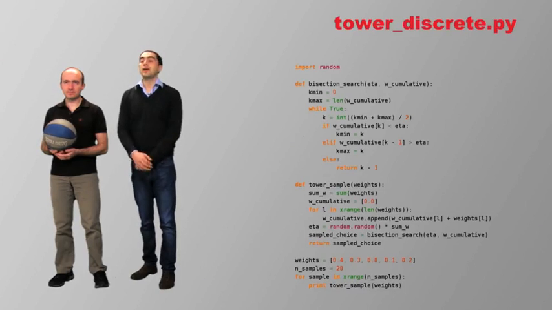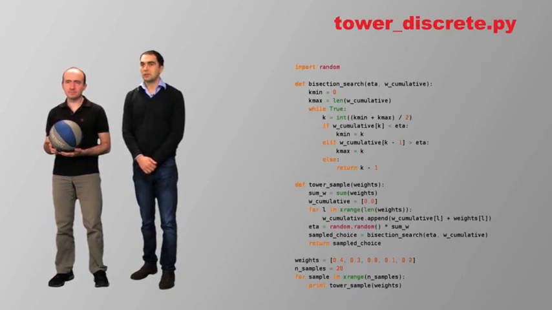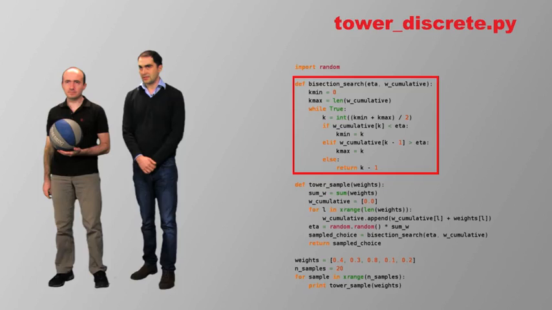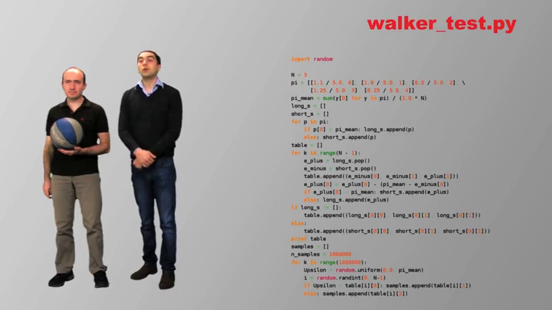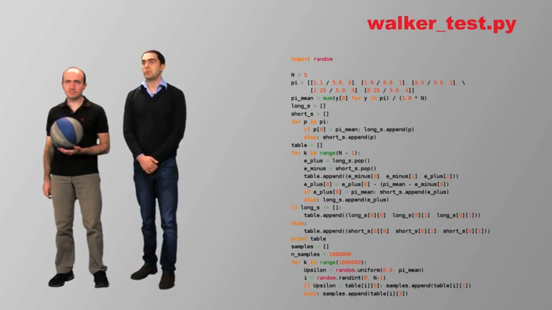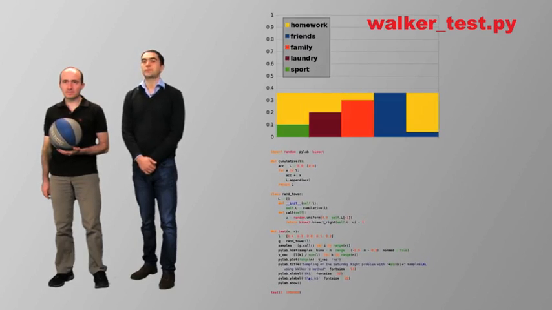But before listening to him, please take a moment, download, run and modify the programs we discussed in this section. Here you find the tower sampling method with the logarithmic search that locates the boxes. Here we find also the ingenious algorithm by Walker that produces the nice two-slate parquet.